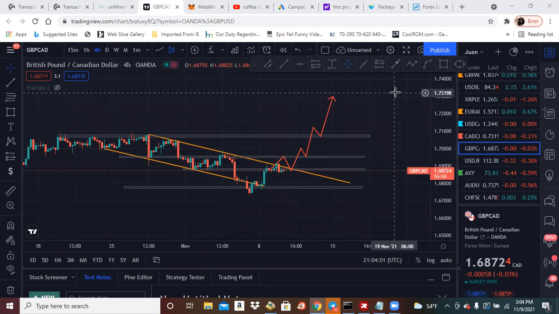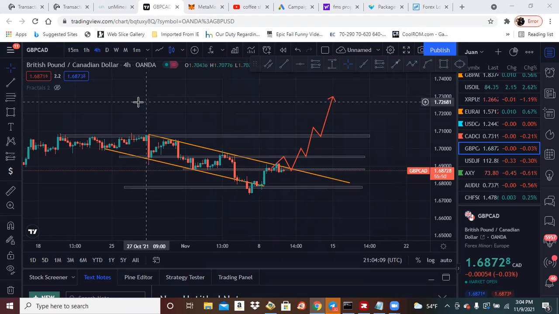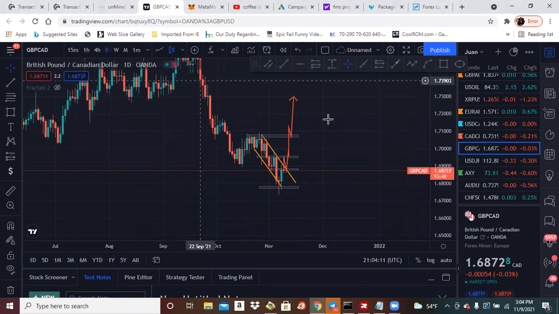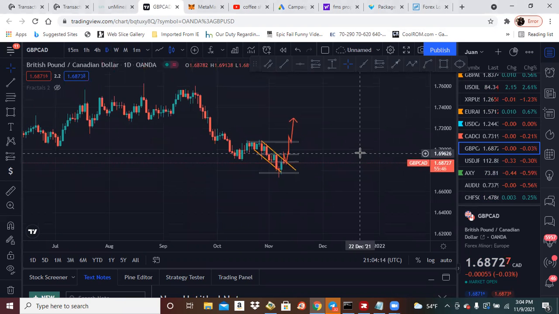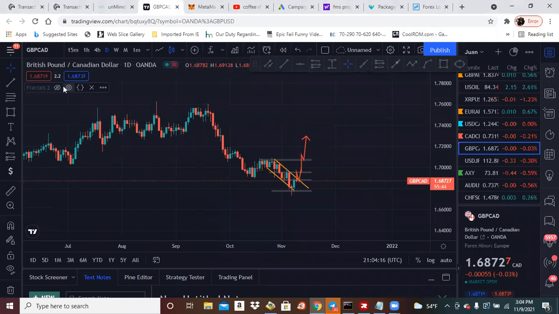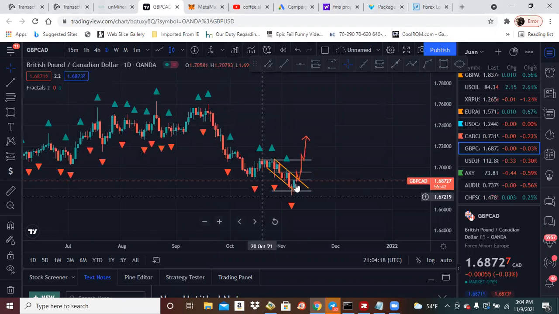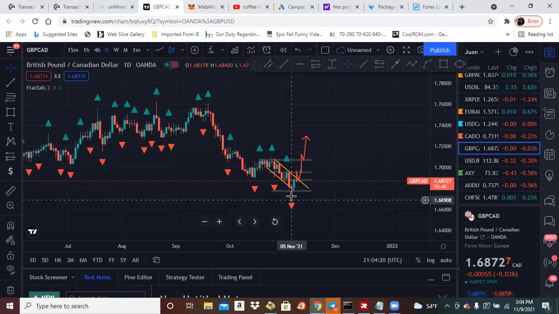So today, with what the market is doing, I want to go over this setup I see coming on for GBP CAD. I see GBP CAD being very bullish. We have a daily fractal. We already took the buy.